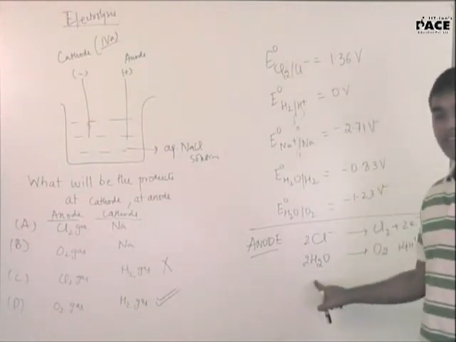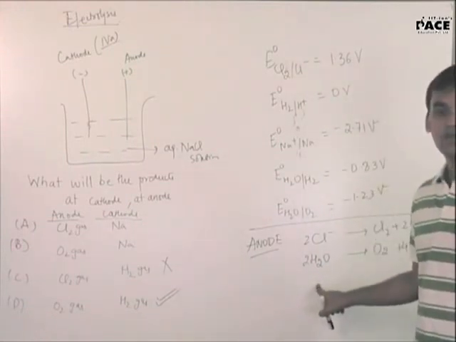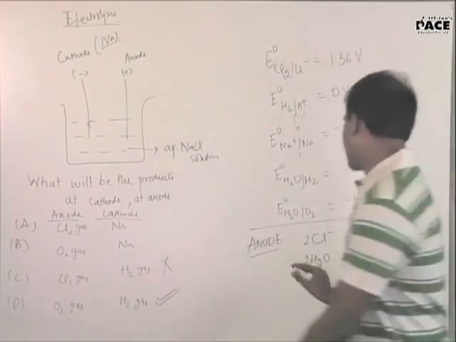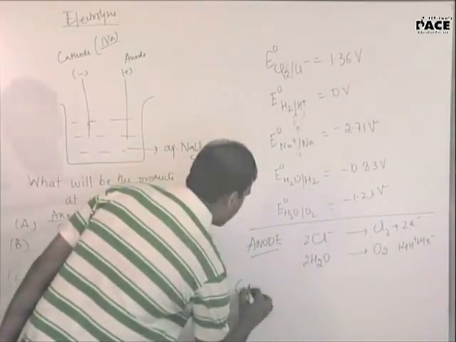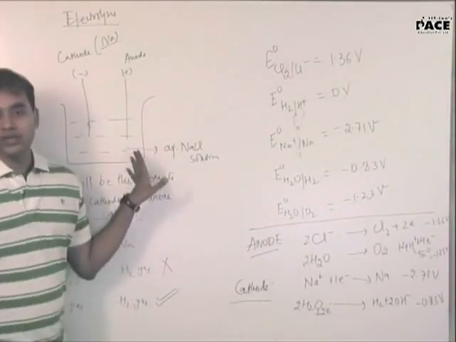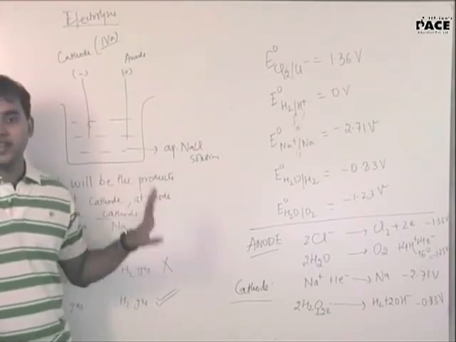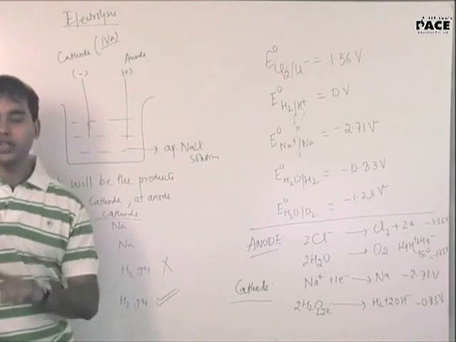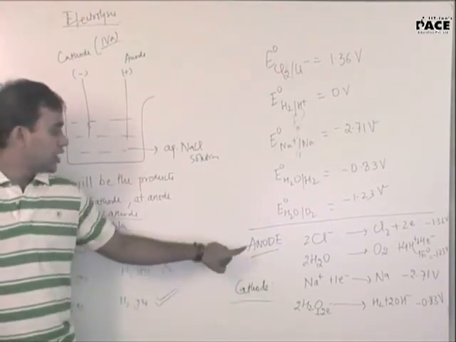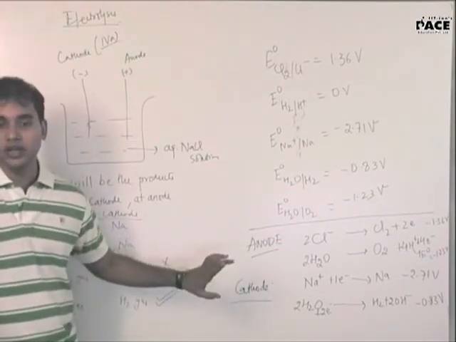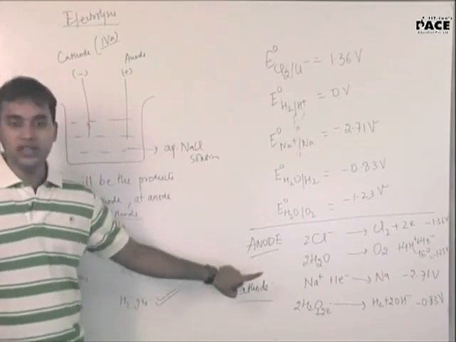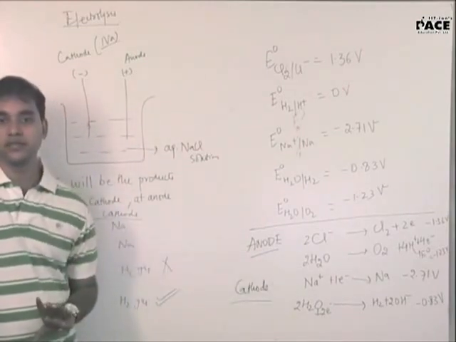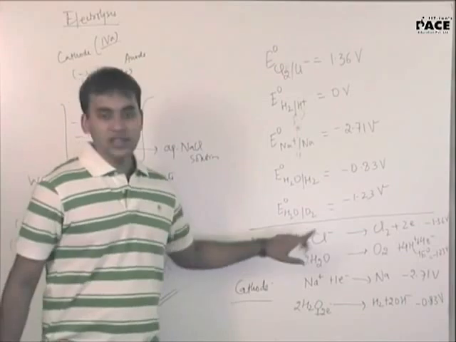So at the anode, these were the reactions which are going to take place. And what will be the reactions at the cathode? If I incorporate an aqueous solution of NaCl, what is going to be the problem? I will have water competing at the cathode as well as the anode. At the cathode, it will compete with Na+. At the anode, it will compete with Cl-.